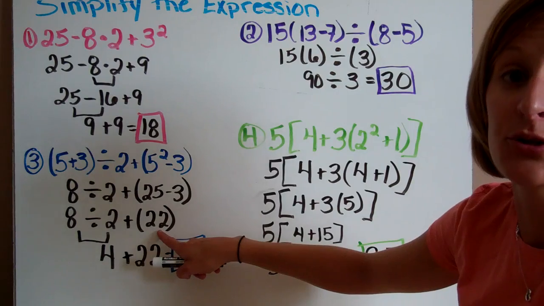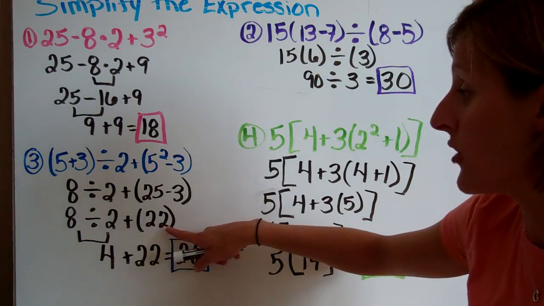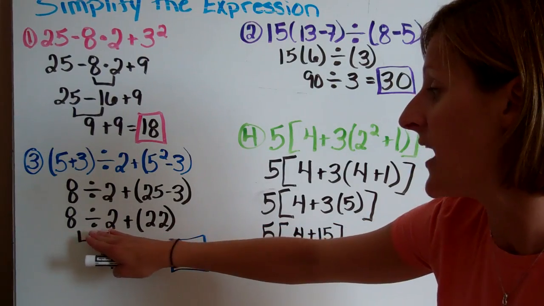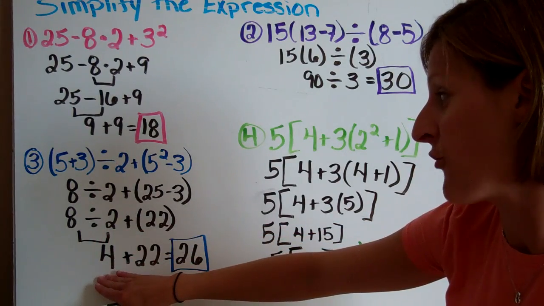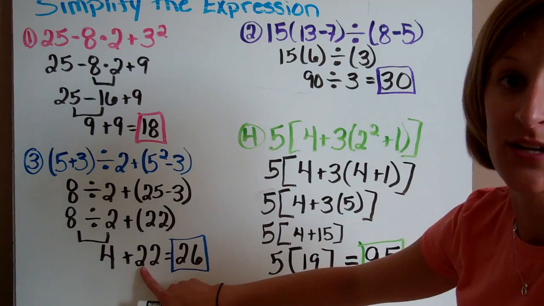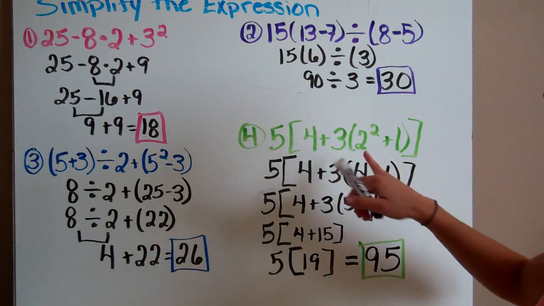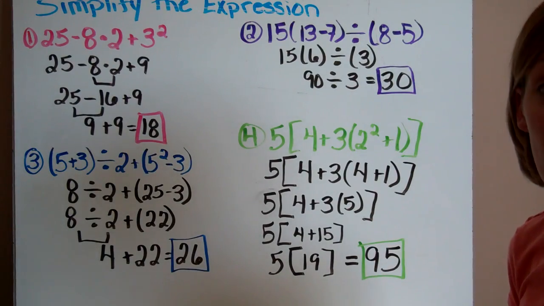Now I can go to multiplication and division since I've already gotten rid of all my parentheses. So I need to do 8 divided by 2, and that's 4, and then add the 22, and that's where you get 26. This last one has 2 sets of grouping symbols.